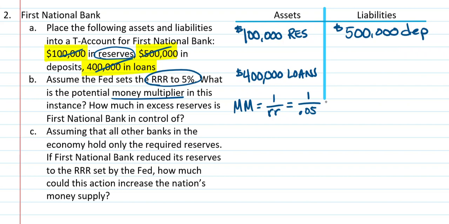0.05. If you need a hint on doing these types of fractions, we've got 1 over 5/100ths. And then you can just flip this over, it's 100 over 5, which is going to be 20. So the potential money multiplier is 20.